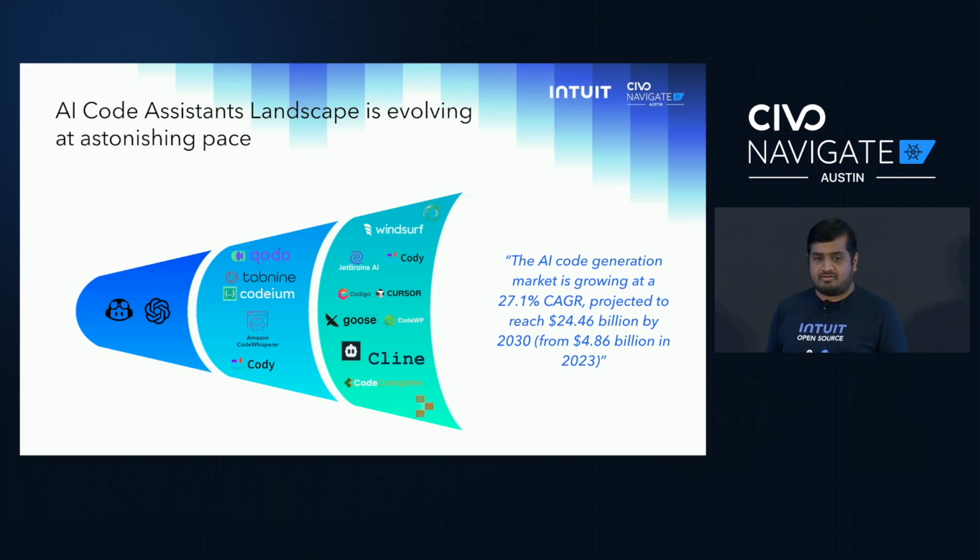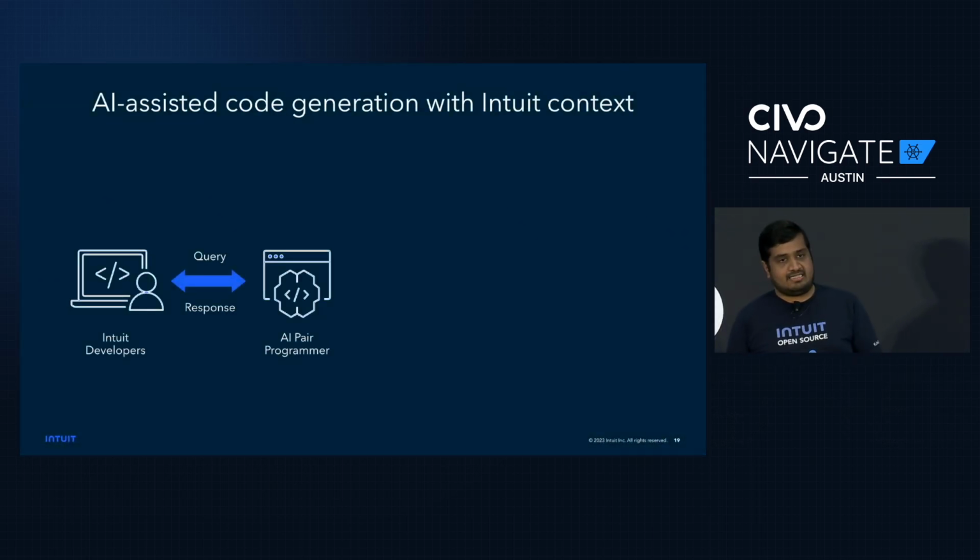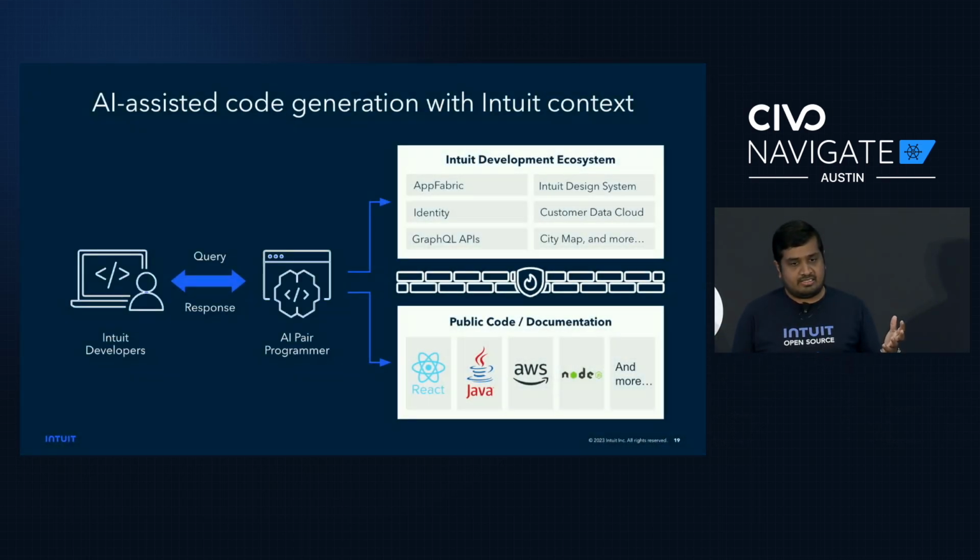And what Intuit saw is like there's too many to keep up. Today Cursor is better, tomorrow Windsurf's better, day after tomorrow someone else is better. So it's evolving so fast that it's hard to keep up. So what we have done here is we have come up with a more vendor-neutral strategy where Intuit context is the key. So Intuit developers work with an AI pair programmer. This could be any of the vendors, whether it's Roo Code, Cline, Cursor, Windsurf. So any vendor, it can essentially use as a window to query.